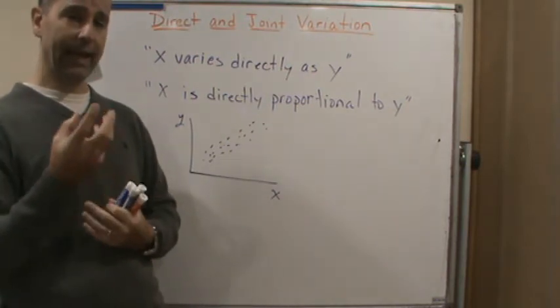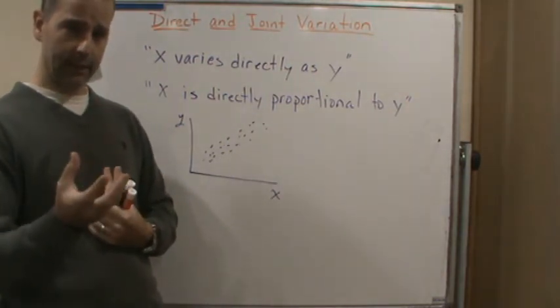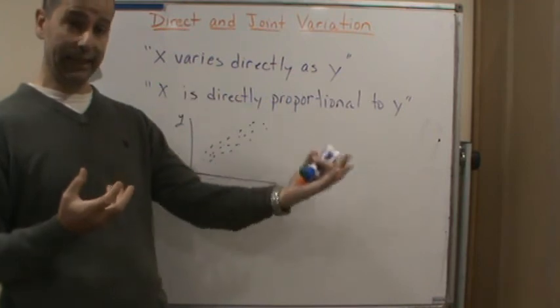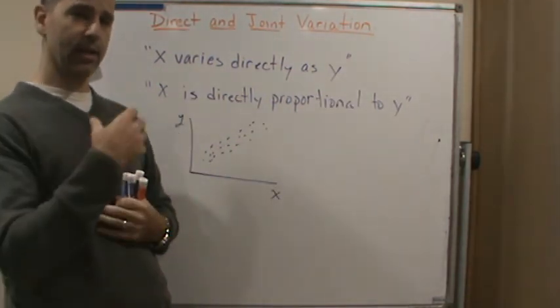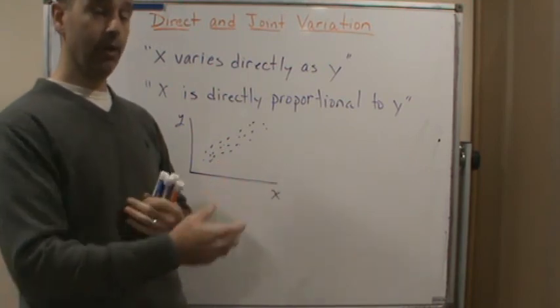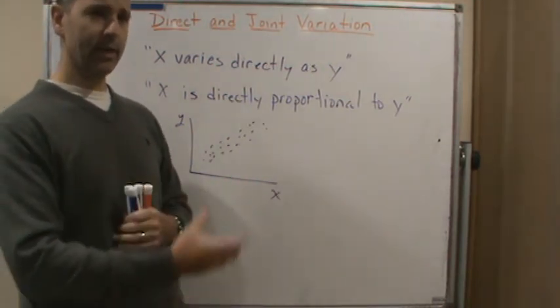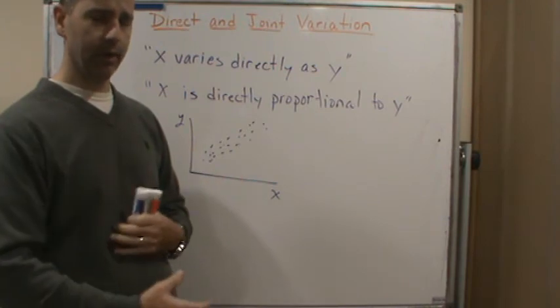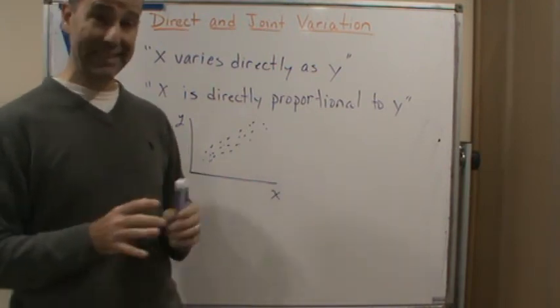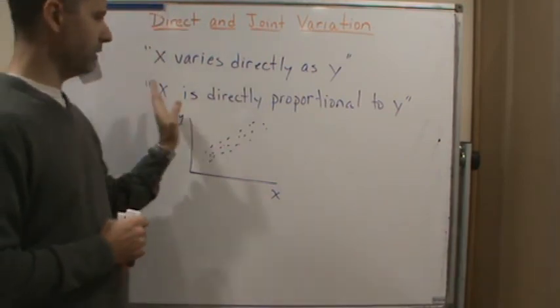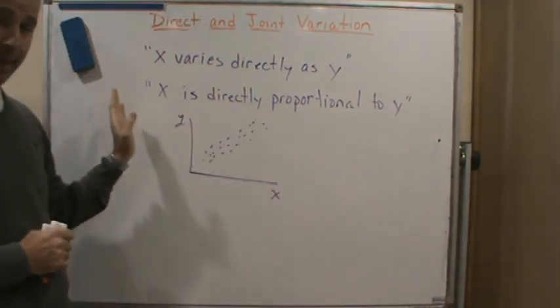Or I would say that the number of apples I sell varies directly as my revenue, because as the number of apples I sell goes up, so does my revenue. As the number of apples I sell goes down, so does my revenue. I hope that makes sense. That's all you really need to know about what that means.